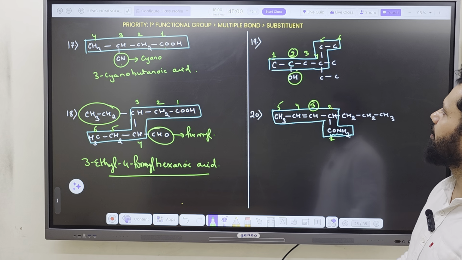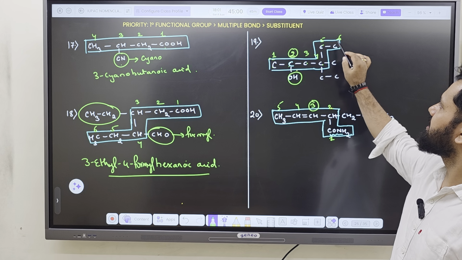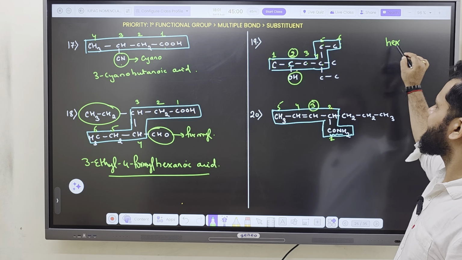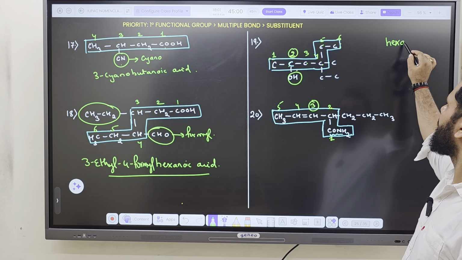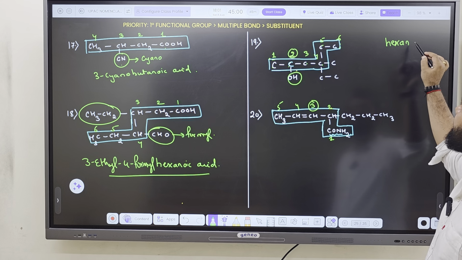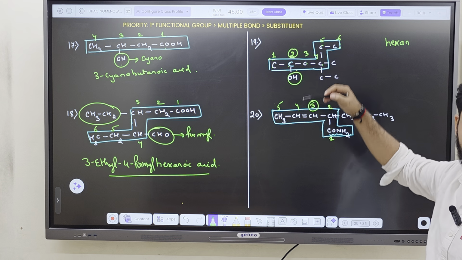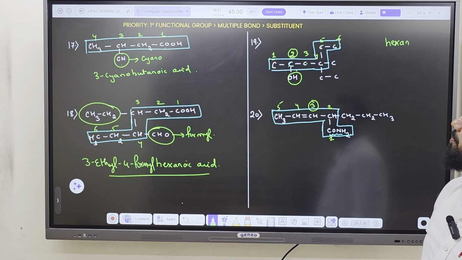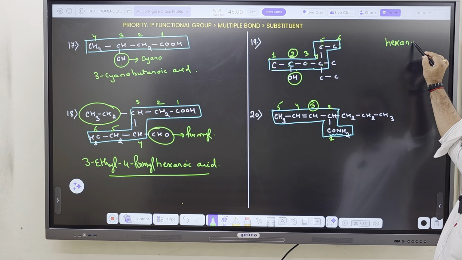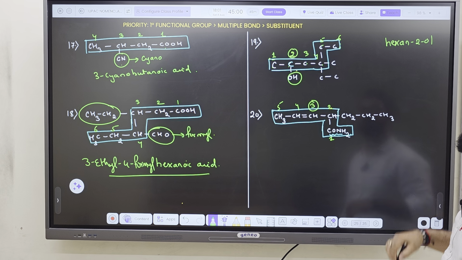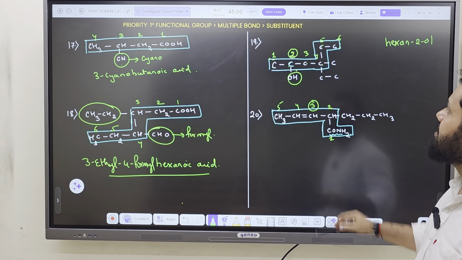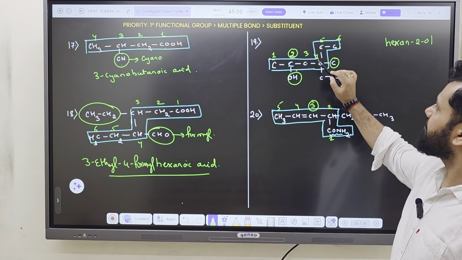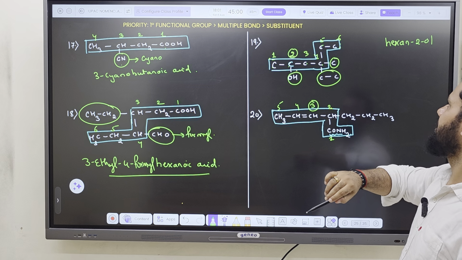It is alcohol. So 1, 2, 3, 4, 5, 6. This is hex, all connected through single bonds, so hexane. Because OH is a primary functional group, the suffix for the alcohol functional group is ol. So it is ol, but at which position? Second position. So it becomes hexan-2-ol with a methyl group at fourth and also an ethyl group at fourth.